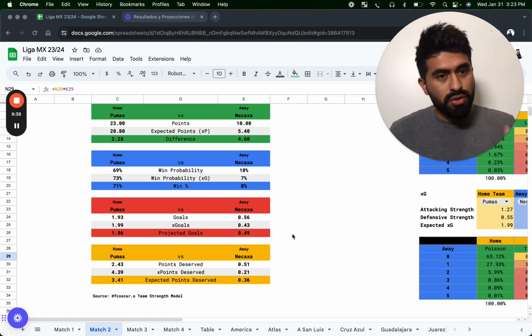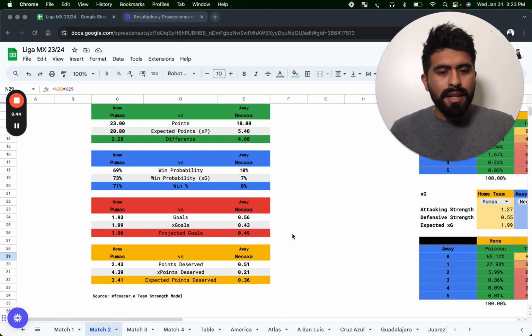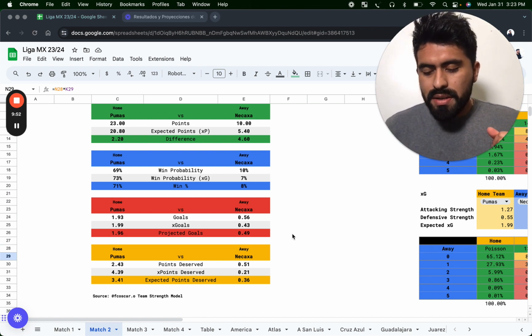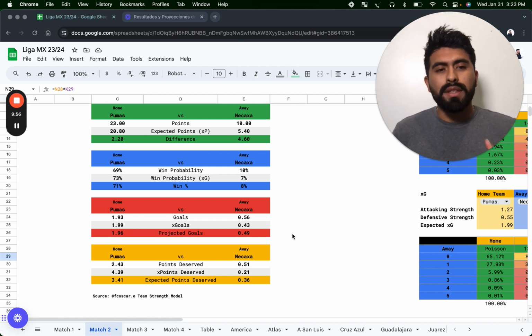Pumas is really strong at home. They tend to score no matter the opponent. They are with their fans. They're a strong team at home, and historically, you can look back at several games. They don't, how do I say this? They score in every home game, or they tend to score in almost every home game.